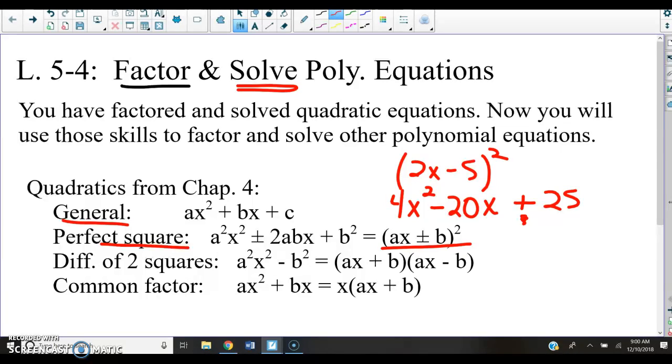Okay, the difference of two squares is another special pattern. Remember, that factors into the sum and difference of the square roots. And also remember to look for a common factor. That's something many students miss.